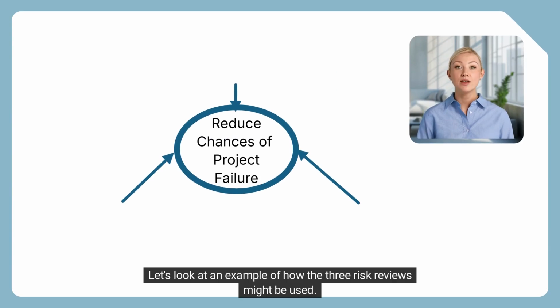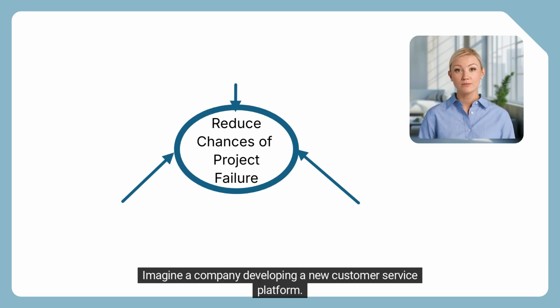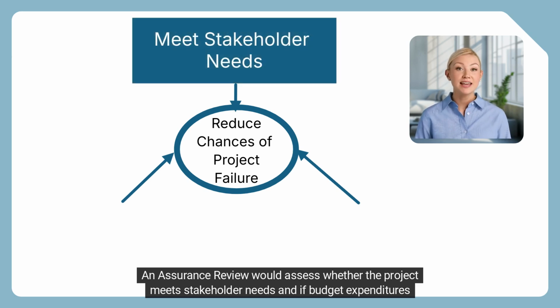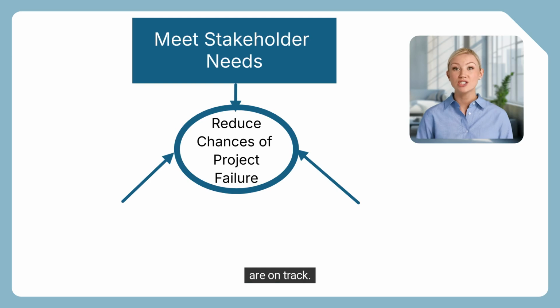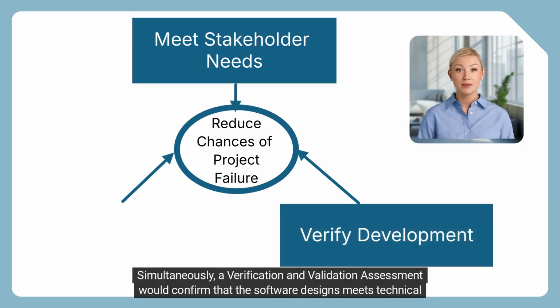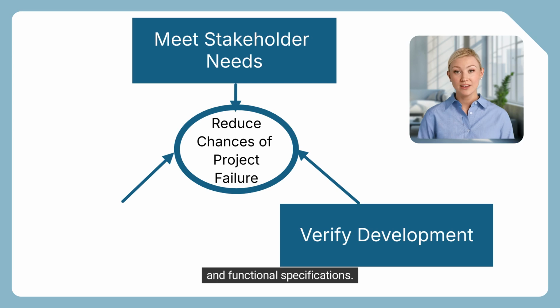Let's look at an example of how the 3 risk reviews might be used. Imagine a company developing a new customer service platform. An assurance review would assess whether the project meets stakeholder needs and if budget expenditures are on track. Simultaneously, a verification and validation assessment would confirm that the software design meets technical and functional specifications.